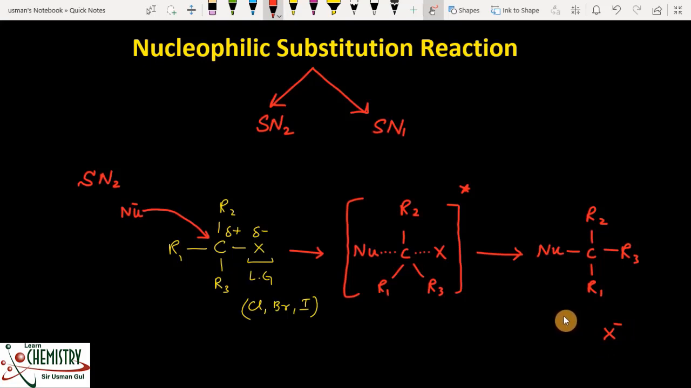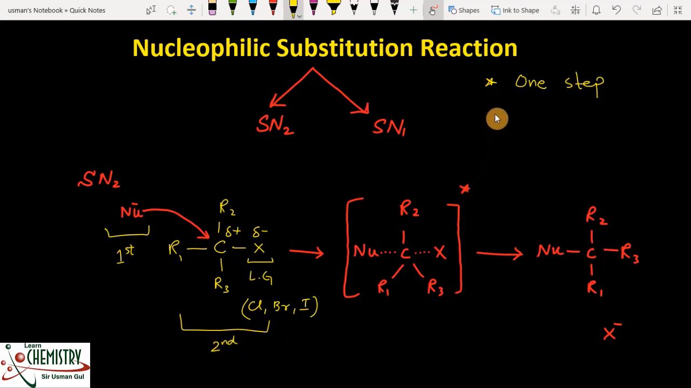Now let's talk more about this mechanism. Number one thing we have to remember: the whole reaction is done in one step. The second most important thing is how many molecules are involved in that single step. The first molecule is the nucleophile, and the second molecule is the alkyl halide itself.